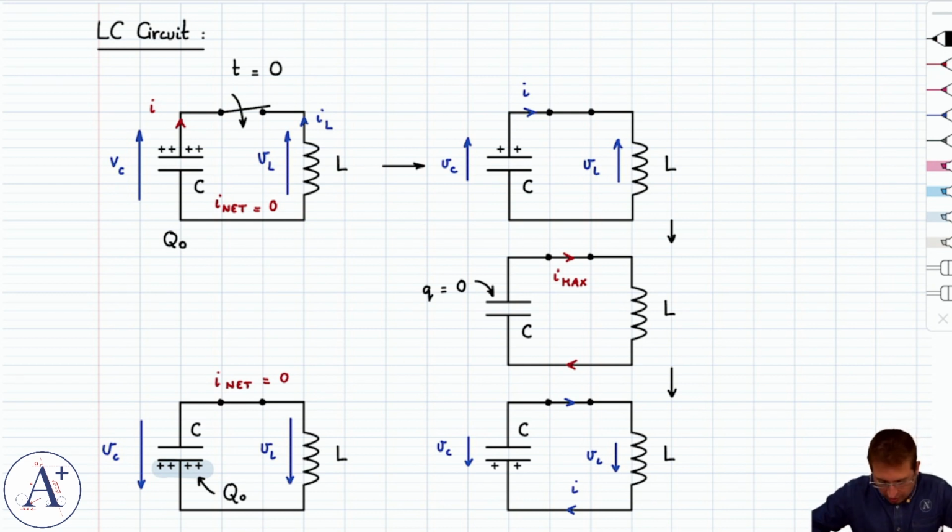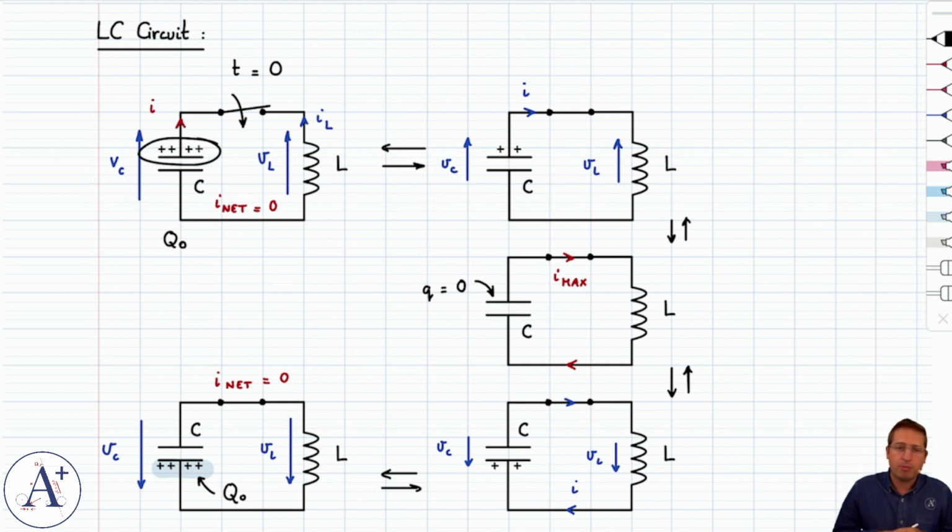So you can go clockwise through these circuits, but then, of course, you could argue that you can play the movie backwards, and ultimately you're going to end up with the charge Q0 right back on the top plate of the capacitor. And this goes on and on. And in fact, it never ends.